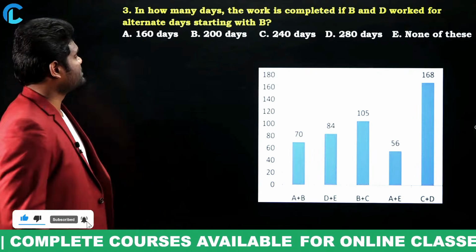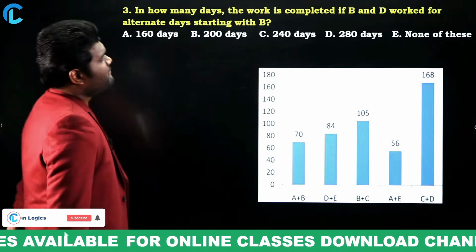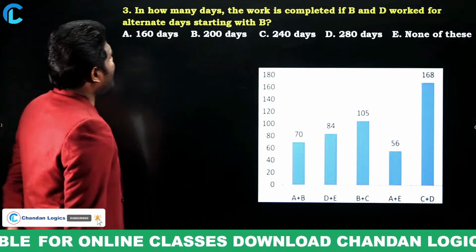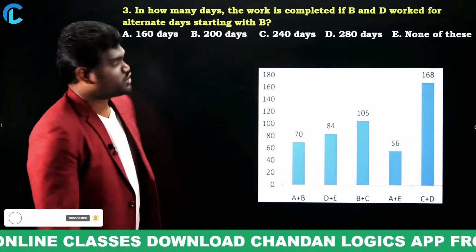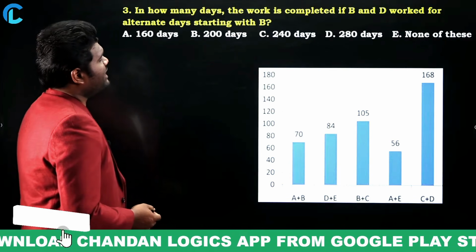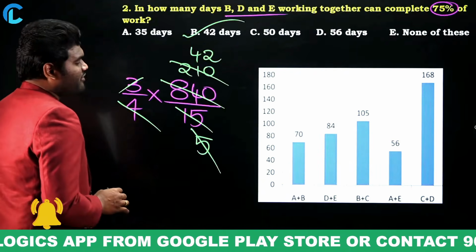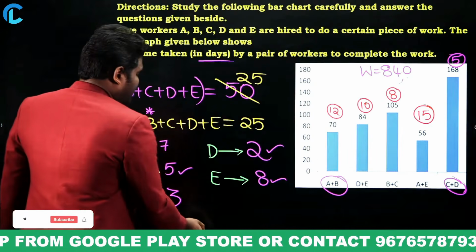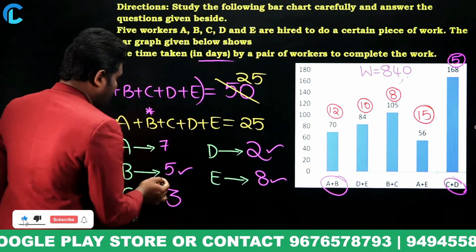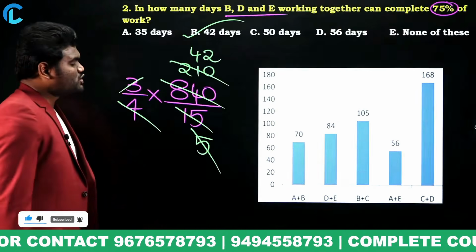Is that clear? Next. In how many days is the work completed if B and D work alternately, starting with B? So B and D are going to work alternately. Look here. Then the work is going to complete in how many days? Now if you observe, if B and D are working alternately, B's efficiency is how much? 5. D's efficiency is how much? 2. Yes or no? So 5 plus 2 means 7.